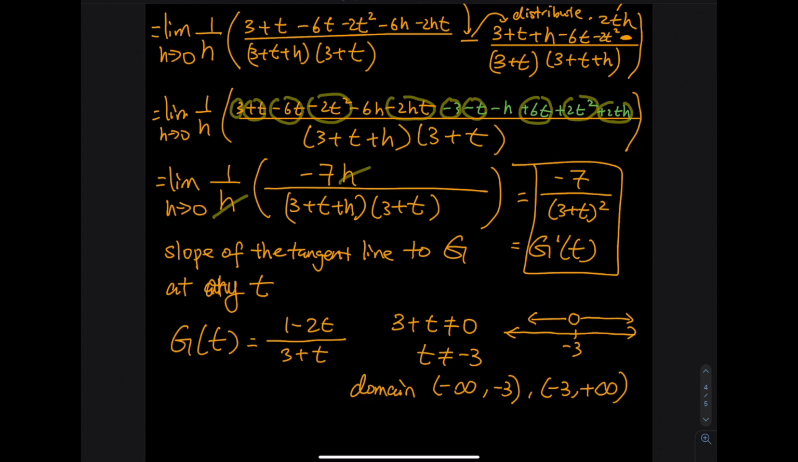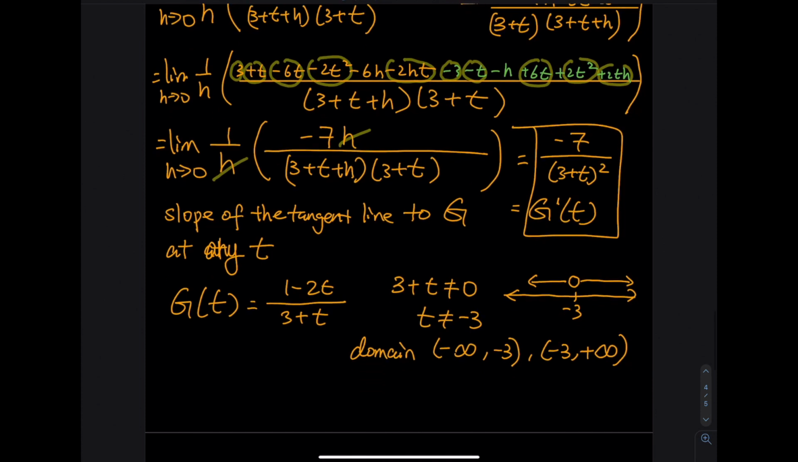So let's say I give you a point on the curve. I am going to let t equal 1, simple. How about g of 1? Just let t equal 1. So we have 1 minus 2 times 1 over 3 plus 1. I am just making up a value. So this is a -1, this is a 4. So we have a point 1, -1/4. It's a point on the curve of g. I have a point. You have to tell me the slope at this point.